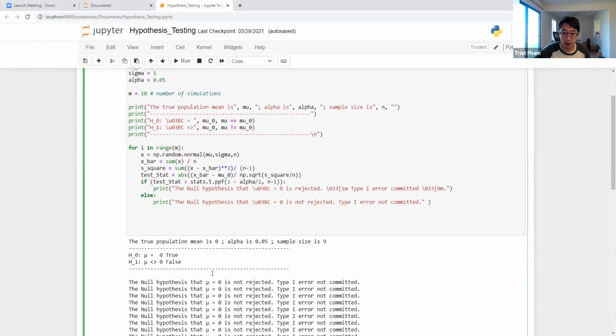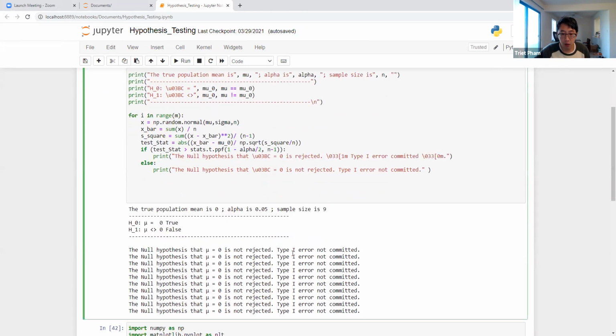So what happens? I just state the null and the alternative here for you. Here the null is true because the true mean is 0. What I would do is sample again and again, 10 times. I would draw 10 samples with size 9. Each time I would apply the hypothesis test, the rejection criterion, on these samples.